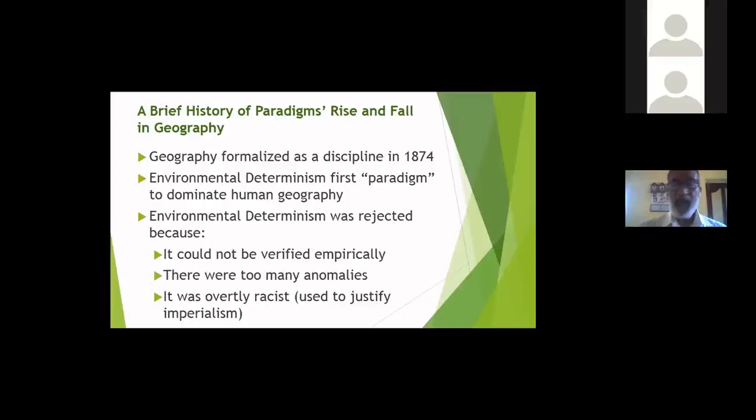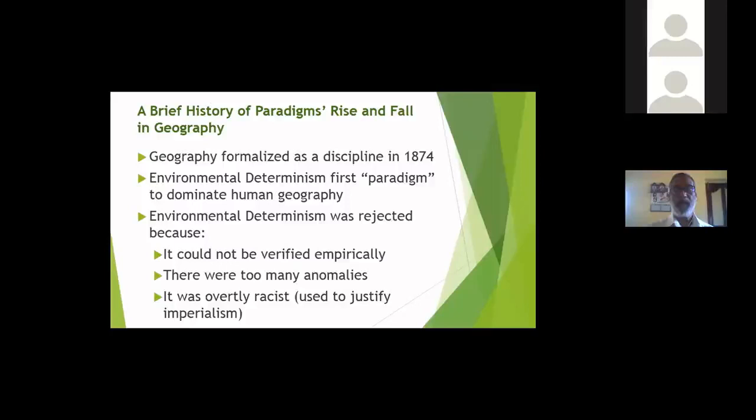And we have already seen now, in the lockdown, in the coronavirus situation, that nature is still very powerful, and that we don't allow nature to work on its own, and we interfere. But of course, as you go in terms of ideas in geography, environmental determinism was rejected because it could not be verified empirically. There were too many anomalies, too many things that we could not explain.